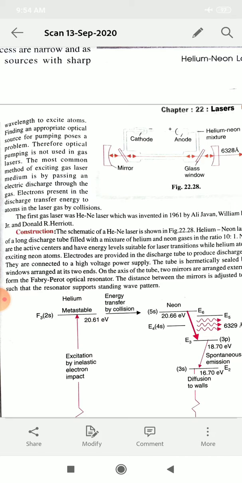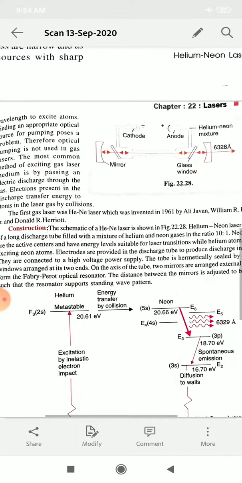The most common method for exciting the gas laser medium is by passing an electric discharge through the gas. Electrons present in the discharge transfer energy to the atoms in the laser gas by collision. The first laser, the helium neon laser, was invented in 1961.